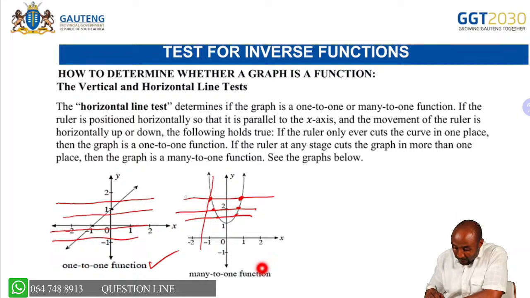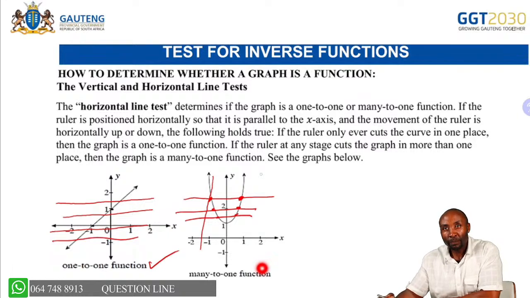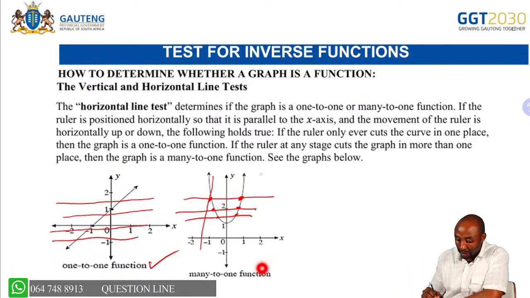But the inverse of this function will not be a function because it is not a one-to-one function. Hence, we are supposed to do a restriction on the domain so that we only work with one half of the parabola. Hence it becomes a one-to-one function, so that the inverse is also a function.